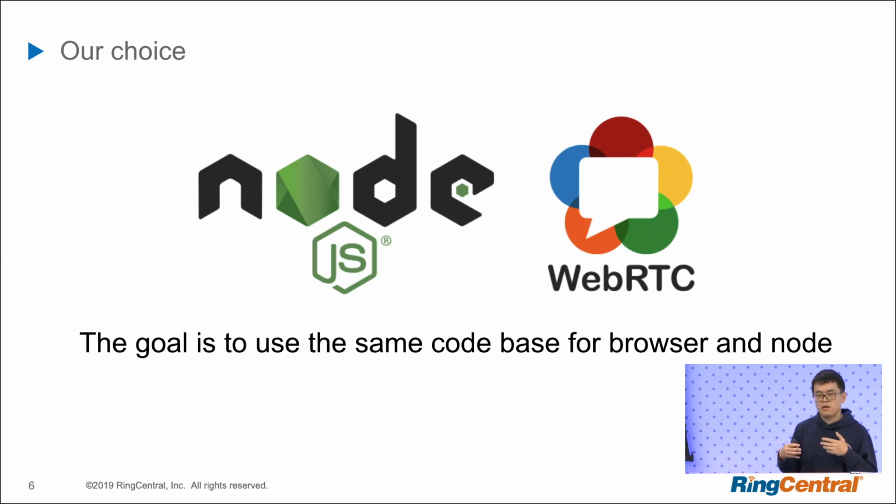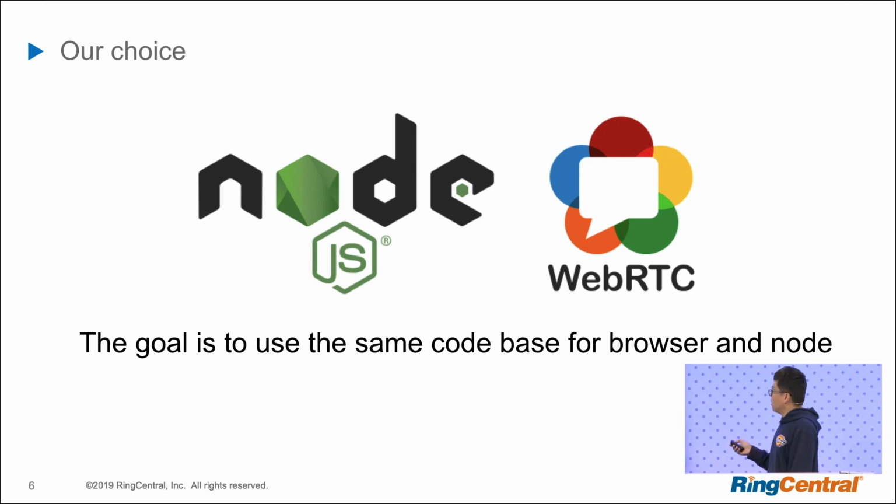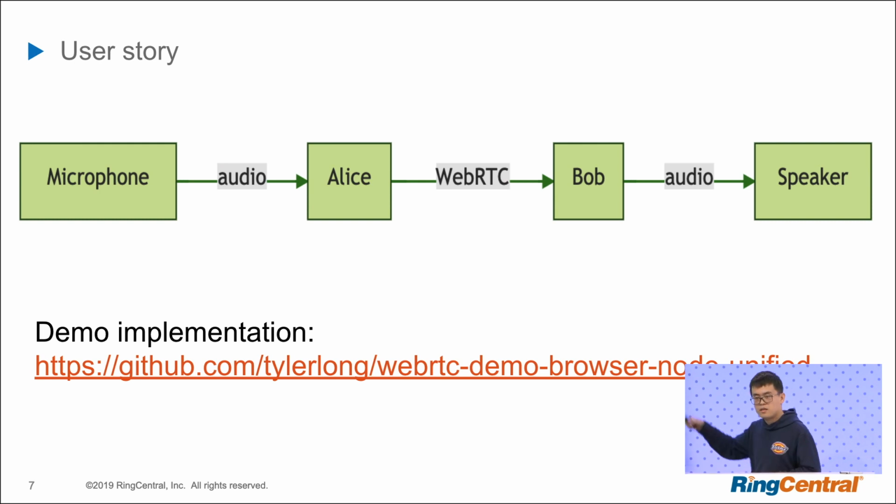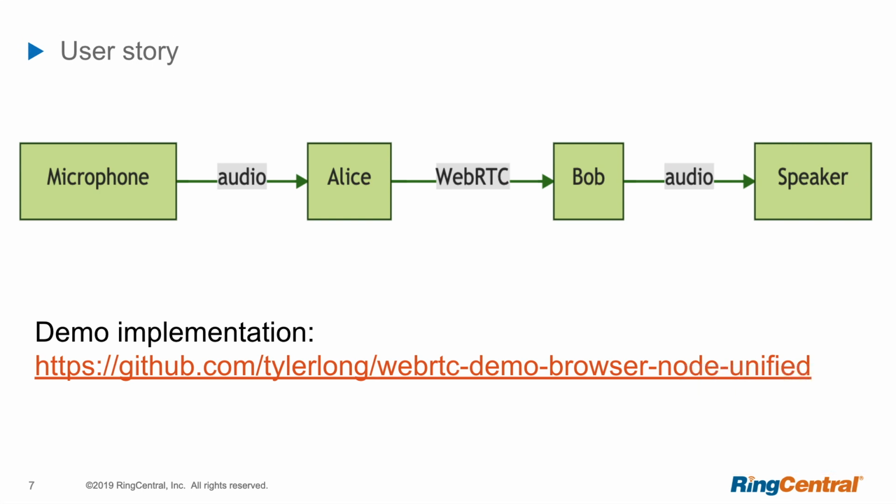And let's think about how to achieve this goal. We just use a single code base. It runs in both environments. Before talking about the solution, I'd like to share a diagram with you. Check this diagram. How many people are there? 2, Alice and Bob. Actually, this user story is very simple. So Alice gets audio from the microphone, and the audio transferred from Alice to Bob using WebRTC. Then Bob plays the audio in the speaker.